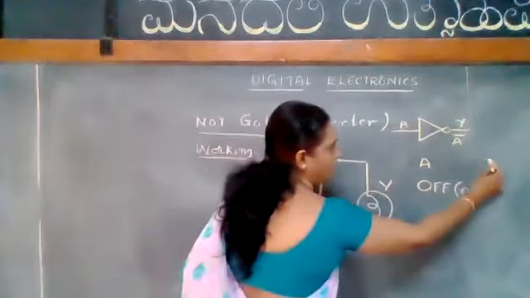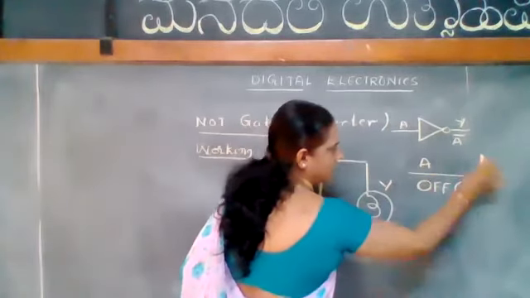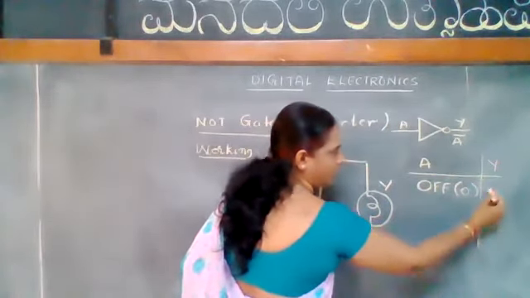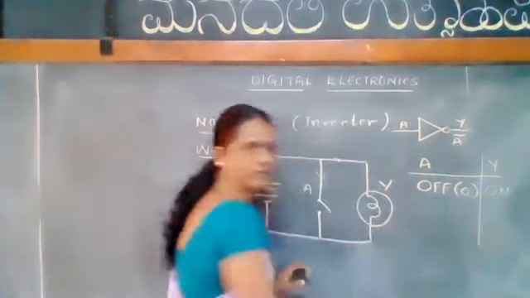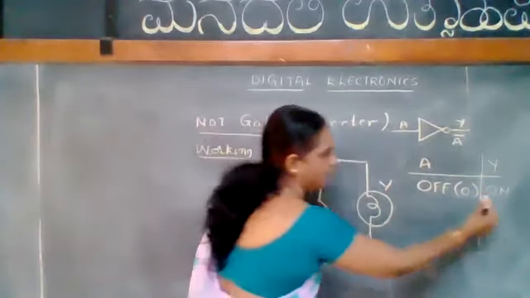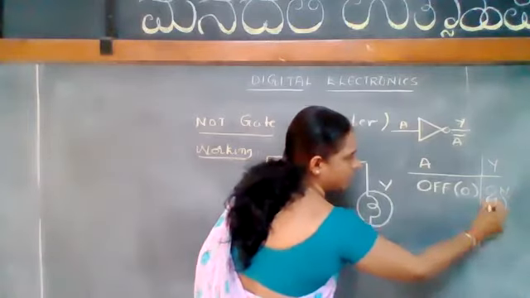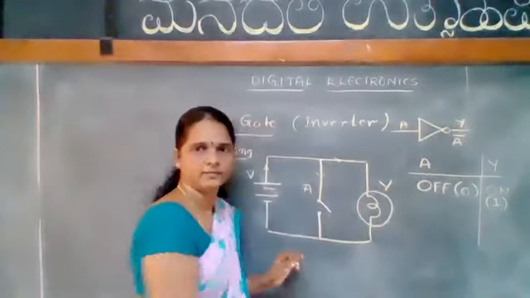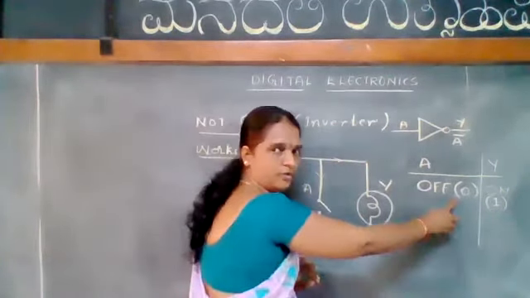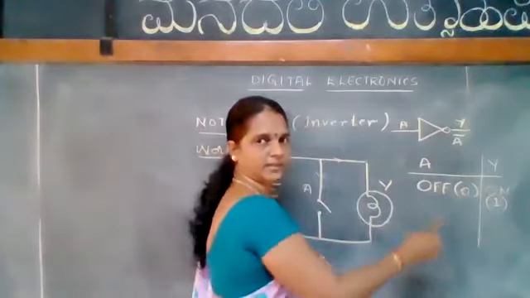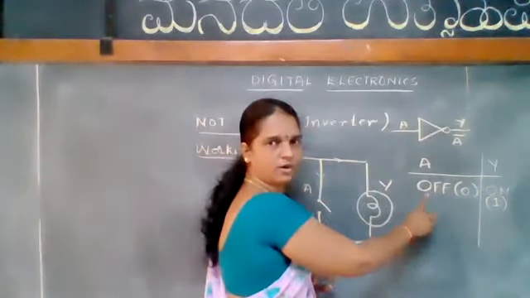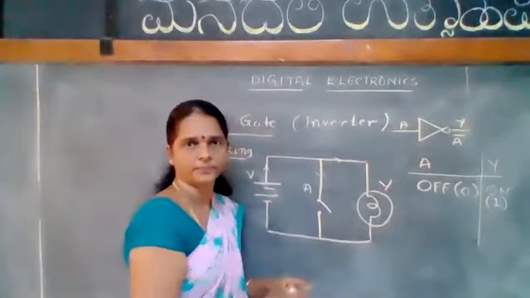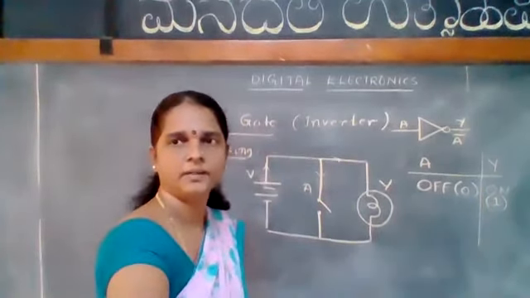Therefore, the output Y will be on, right? The bulb will be on. So that on state we will consider as 1. Off is 0, on is taken as 1. Therefore, when the switch is off, the bulb is on.